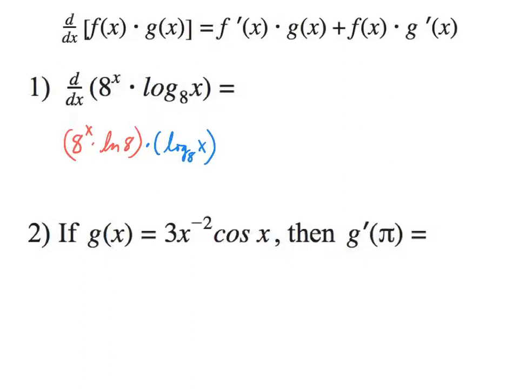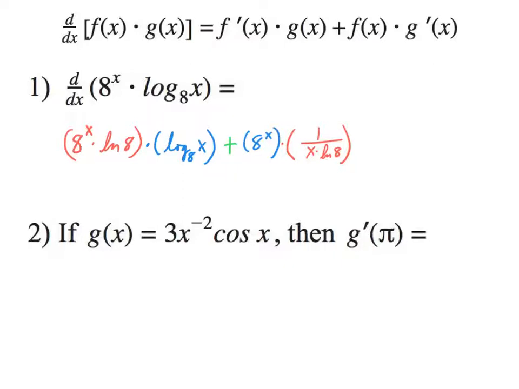Then we put a plus. Then we leave the first piece, which was 8 to the x power. And then we take the derivative of the second piece, which is log base 8 of x, which is 1 over x times ln of the base, which is 8. And that would be your answer. There are lots of ways to simplify this. I'm not going to worry about common denominators right now, but I do see a greatest common factor.